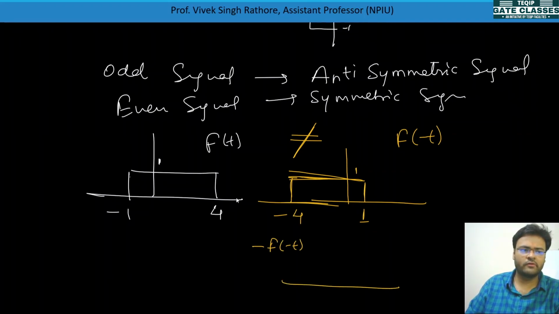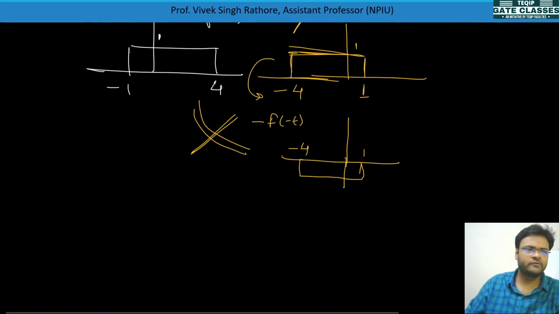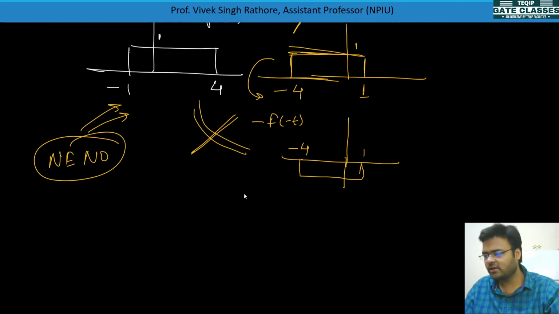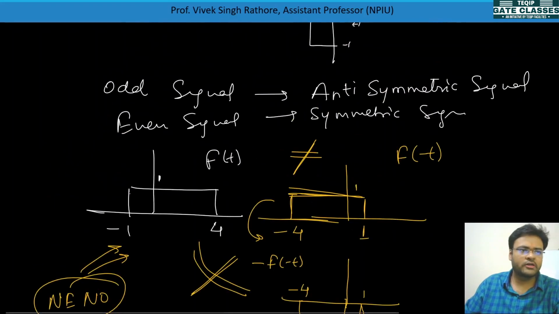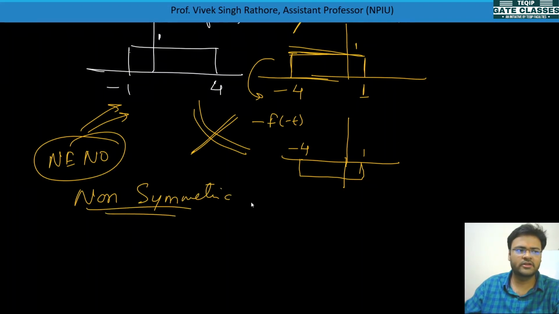When we do this, it will come as minus f of minus t, which means it will come downside. So it will be like this, 1 and -4. See, both signals also, you cannot say that they are equal. So this signal which we have plotted is neither even nor odd. Neither an even signal nor an odd signal. It can be said to be a non-symmetric signal. So I have told you about symmetric signal, anti-symmetric signal, and non-symmetric signal. So these are all the conditions.